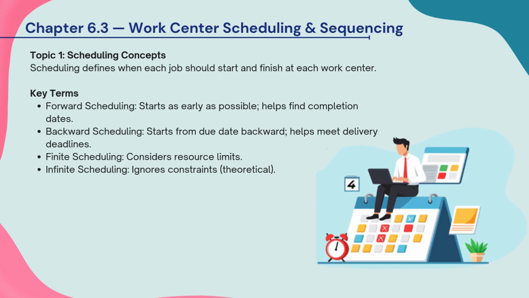This slide introduces key scheduling concepts used in work centers. Scheduling determines when each job should start and finish. Forward scheduling begins as early as possible, helping identify completion dates. Backward scheduling works from the due date backward to ensure deadlines are met. Finite scheduling considers real resource limits, while infinite scheduling assumes unlimited capacity and is more theoretical.